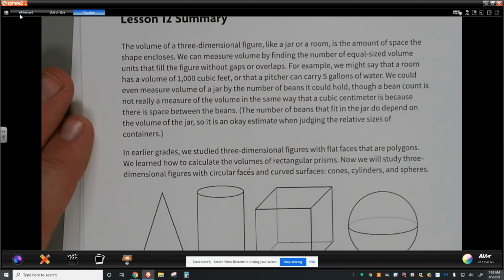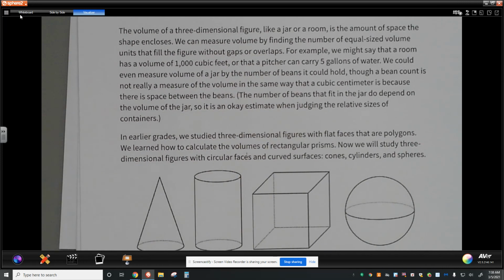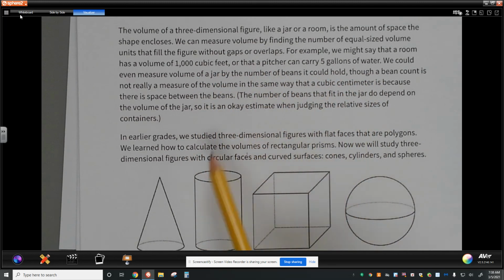The basis of this lesson is this. The volume of three-dimensional figures, like a jar or a room, is the amount of space the shape encloses. So how much can you put in it? Like the beans and the pasta and the pumpkin and the rice, all those other things that we put into them. We might say that a room holds 1,000 cubic feet, or that a pitcher carries 5 gallons of water. All of these pieces are normal everyday things that we do.